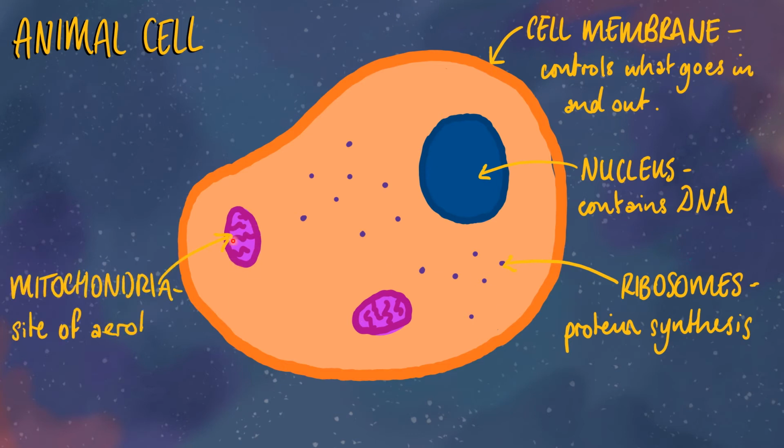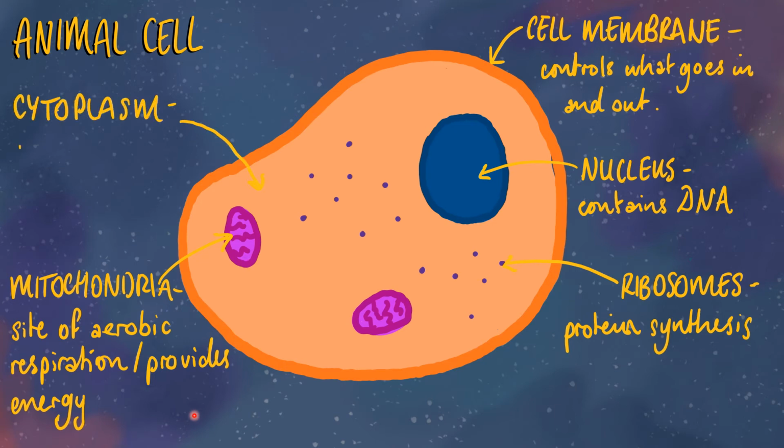Okay, point to one of these ovals. That is called a mitochondria, and that is the site of aerobic respiration. It provides energy to the cell. Without mitochondria, we'd have no energy. And the very last one is cytoplasm, and that is the site of chemical reactions.